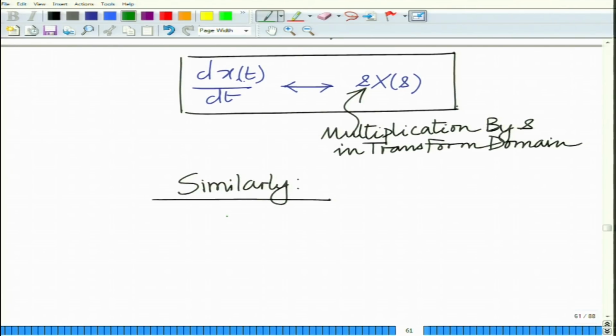You can easily see that t x(t) has Laplace transform minus dX(s)/ds. That is, if you take a signal x(t) and multiply by t in the time domain, the corresponding Laplace transform is minus dX(s)/ds, where X(s) is the Laplace transform of x(t).